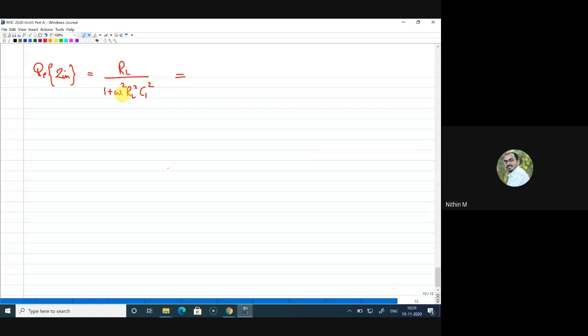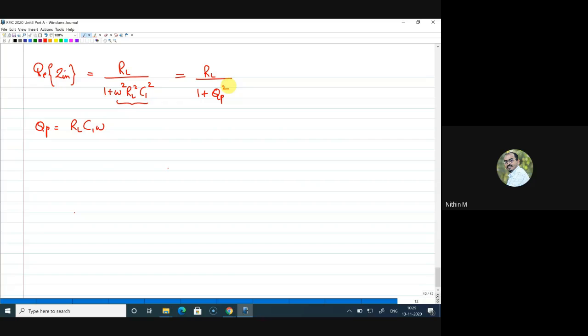quantity here? I have a parallel RC network, right? I have a parallel RC. Now the Q factor of a parallel RC network is equal to RC omega. So if I write in terms of RL and C1, it is RL C1 omega. So this can be written as RL divided by 1 plus QP square, right? So the real part of impedance is this.